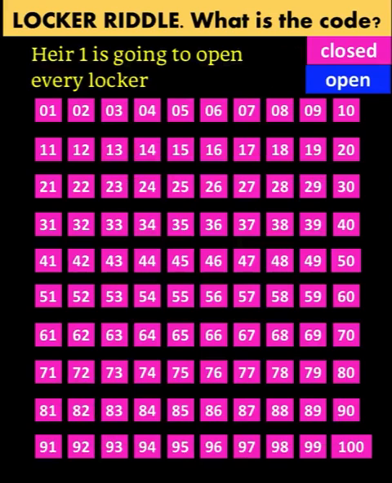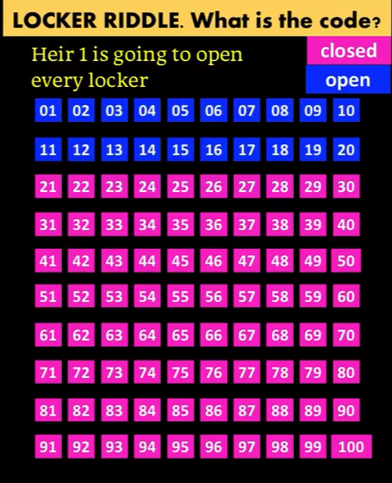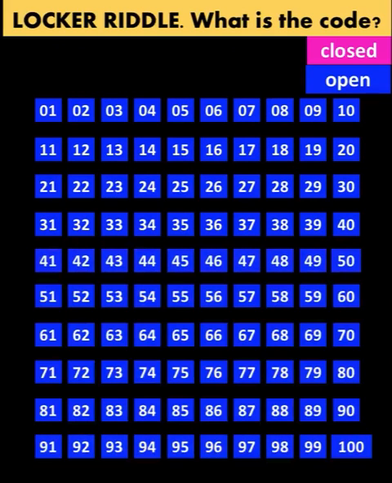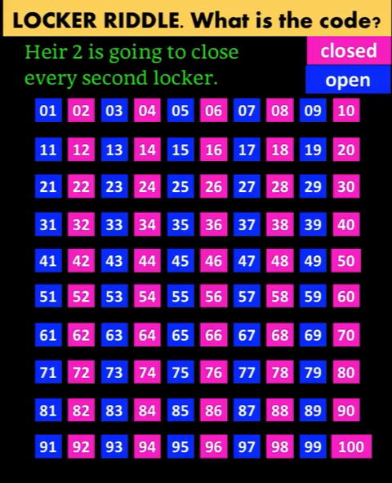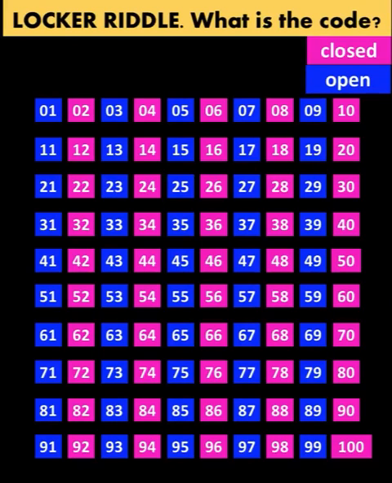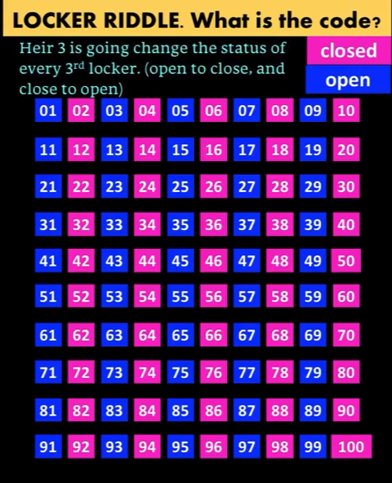First, relative number 1 is going to open every locker. So from pink, all these lockers will be turned to blue. So all lockers are now open. Second step, relative number 2 is going to close every second locker. So 2 will be closed, 4 will be closed, and all the even numbered lockers will be closed by relative number 2. Then relative number 3 is going to change the status of every third locker.